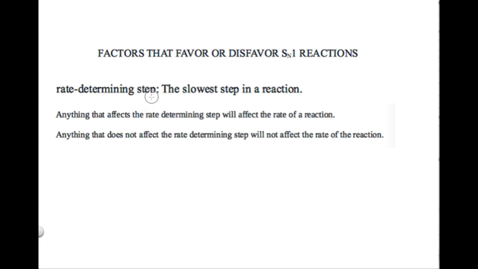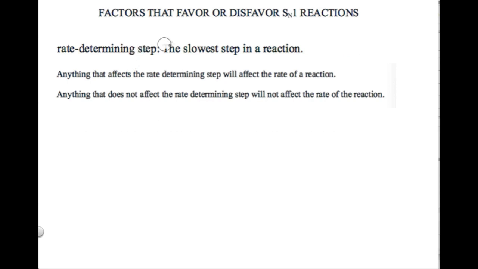The concept of a rate determining step is an idea that I previously introduced in the series on SN2 mechanisms. Now, to understand these factors that favor or disfavor a reaction, we have to use the concept of a rate determining step. How would you define the term rate determining step? Here's the answer. The rate determining step is defined as the slowest step in a reaction. That would be the most difficult step in the reaction. Now, this is important because anything that affects the rate determining step will affect the rate of the reaction. That's why it's called the rate determining step. And anything that does not affect that rate determining step will not affect the rate of the reaction.